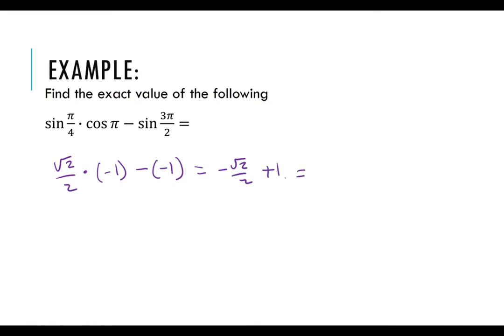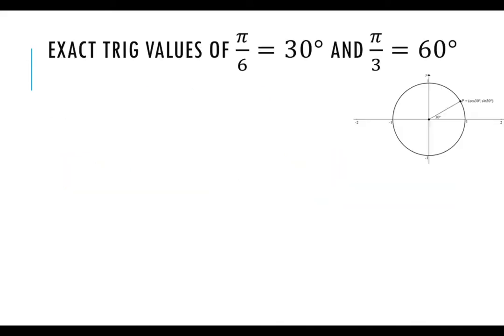And if you wanted to combine, you could by getting common denominators, multiply by 1 in disguise. That's going to be 2 minus root 2 divided by 2. And there's our answer. That's the exact solution. But now we need to find the last sets, 30 and 60 degrees.